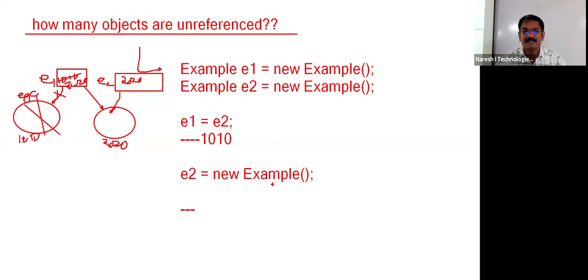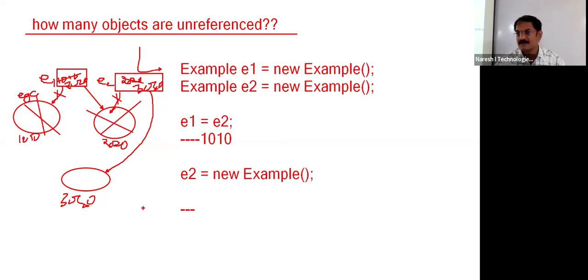E2 equal to new Example. What happened? Another new object is created with the reference 30 30. 20 20 is replaced with 30 30. This reference is gone. Is this object eligible for garbage collection?